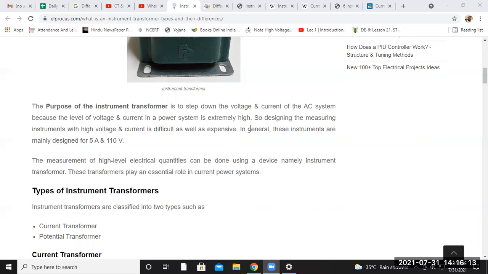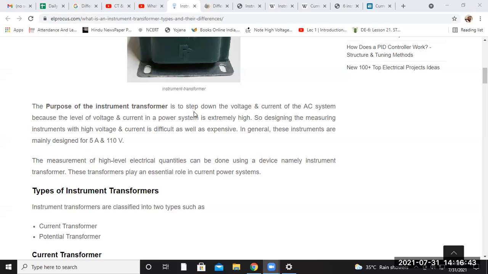Because for that higher value of current and voltage, if you manufacture such equipment, that may be uneconomical, or you can say mainly expensive. To make the system economically sound, you have to decrease the cost of manufacturing of the instrument. That's why we normally use the instrument transformer.